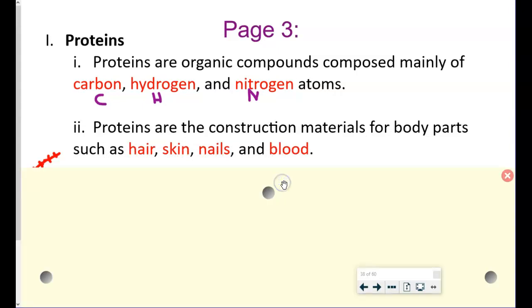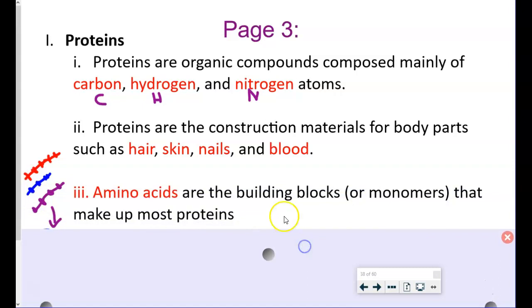And proteins are really important. They are construction materials. So they're used to build things. So if you're going to build a house, you would need nails, wood, concrete to build a house. Proteins are the nails and wood and concrete that build all your body parts, like your hair, your skin, your fingernails, your blood, okay? Your muscles, your bones. All of your body parts have protein in them.